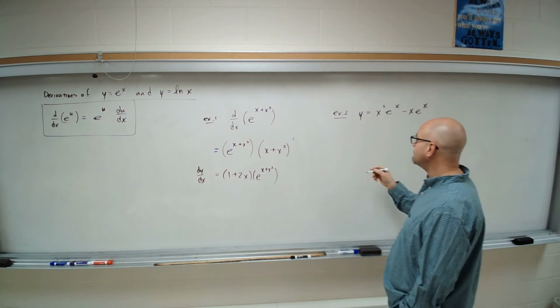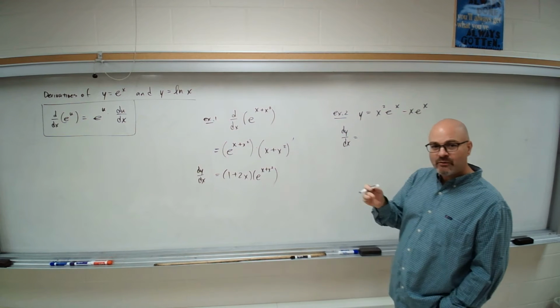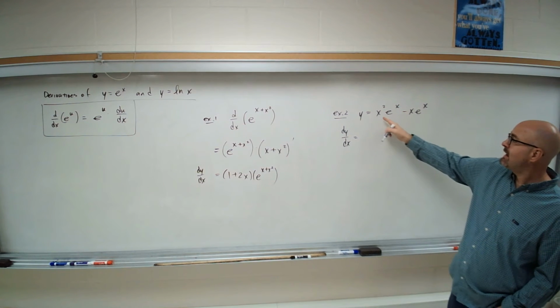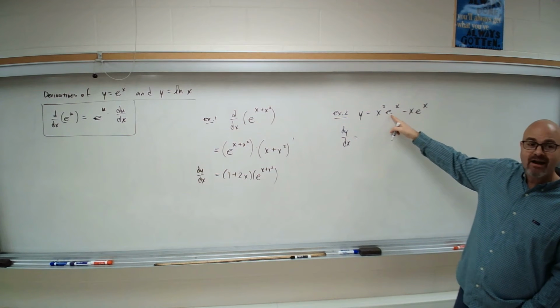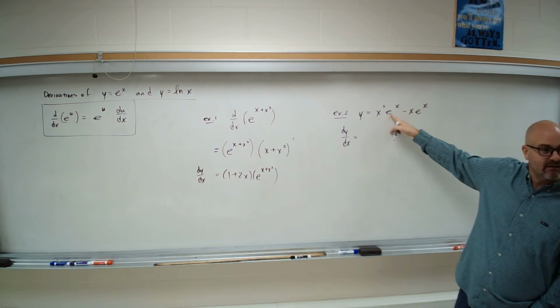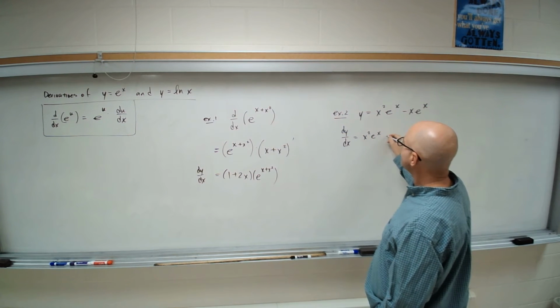For this one, if you want to write out u and v and all that, that's fine. But I would just go ahead and say that u is x squared, and v prime is just the same as v, correct? So it's going to be x squared e to the x.